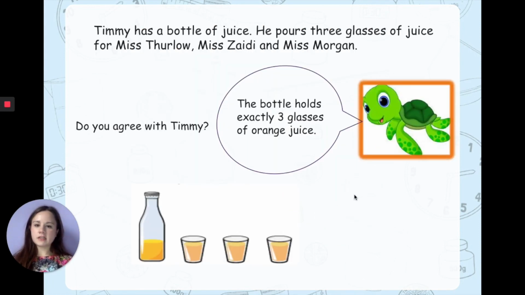Here is your extension challenge. Timmy has a bottle of juice. He pours 3 glasses of juice, Miss Thurlow, Miss Zadie and Miss Morgan. He says the bottle holds exactly 3 glasses of orange juice. So here we have his glasses and his bottle. Do you agree with Timmy? Did the bottle hold exactly 3 glasses of orange juice? Pause the video to work this out.